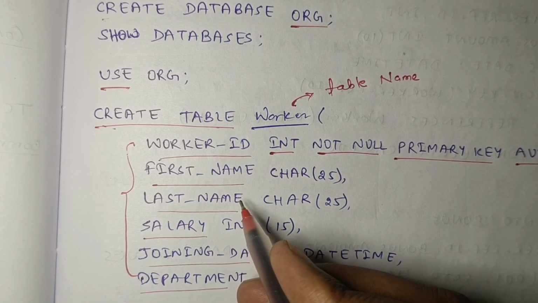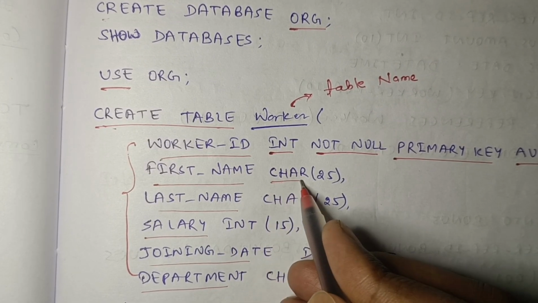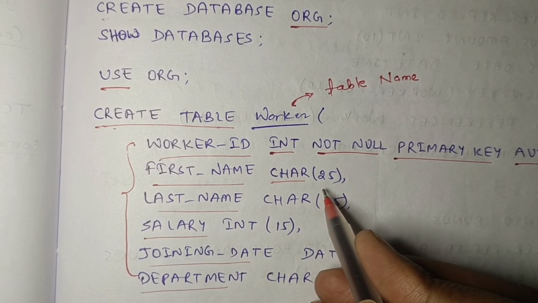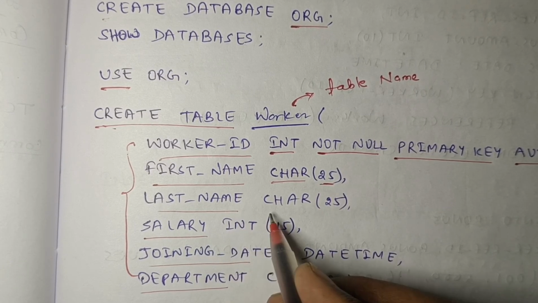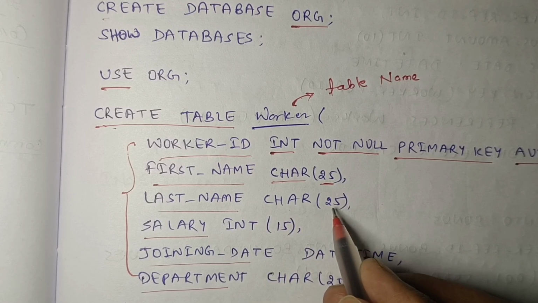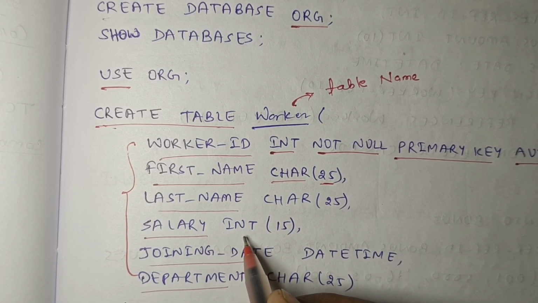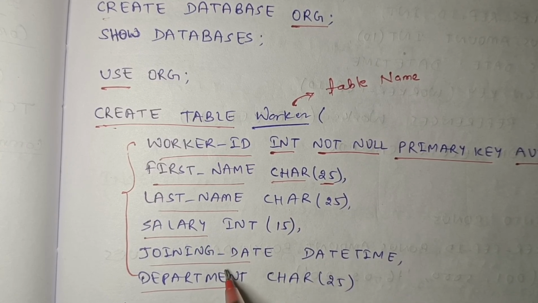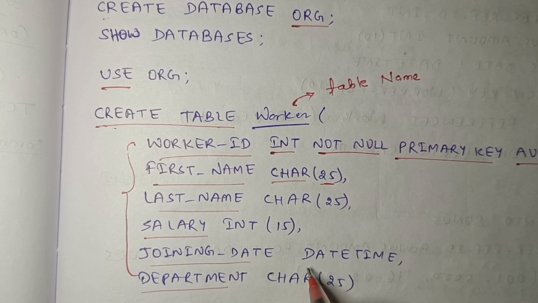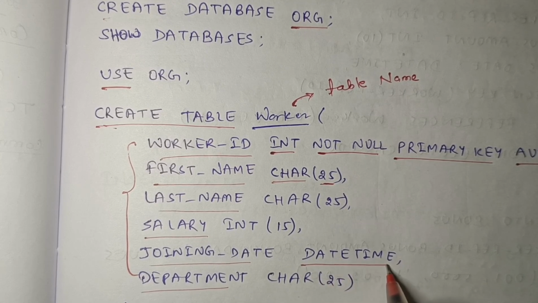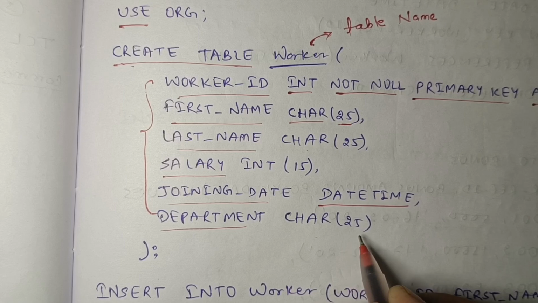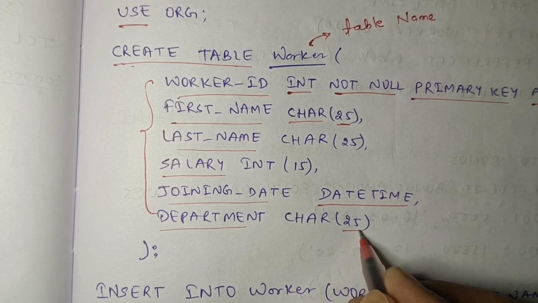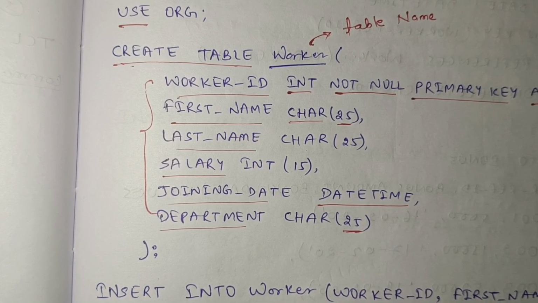The next column is first name, which will contain character type data, and the size of the first name is a maximum of 25. Similarly, last name has the data type character, size 25. Salary has data type int, size 15. Joining date should contain date and time, so the data type is known as datetime, and we specify it by writing datetime. And our department will be character data type of size 25. This size is not fixed; we specify it according to our requirements.